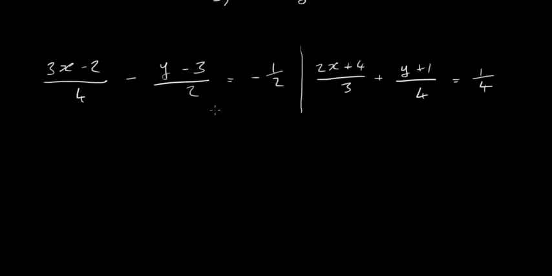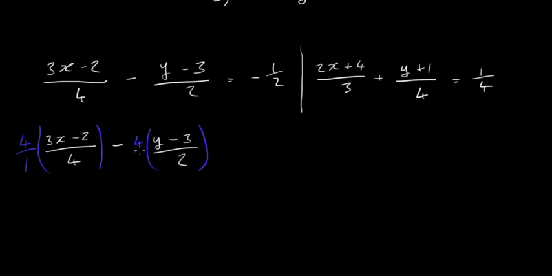Well, I'll just take the one on the left here first. I've got a 4, a 2, and a 2 as my denominators. Now the lowest number that they will divide into is 4. So what I can do is take the left-hand side, 3x minus 2 over 4, and multiply that by 4 over 1. I've got my minus y minus 3 over 2, and I'm also going to multiply this by 4 over 1. You must multiply each of these terms by exactly the same thing, otherwise you're changing the equation.